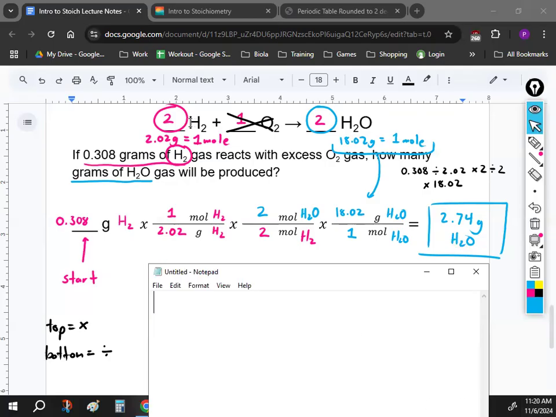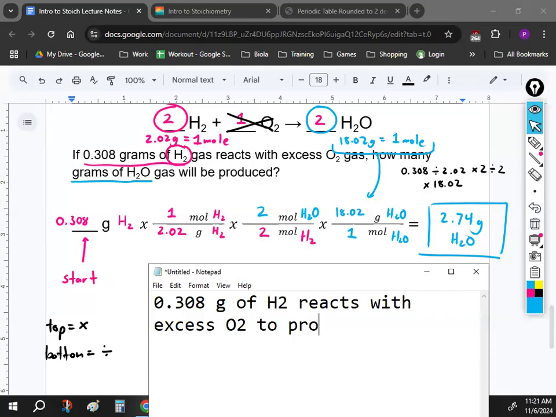Our starting chemical is H2. We're going to write down how much H2 we started with, so 0.308 grams of H2. Make sure you're writing this down. This is the second part of the problems you'll get. And then we write reacts with excess O2. So H2 reacted with the O2. And then we write to produce, and then our final answer, 2.74 grams of H2O.